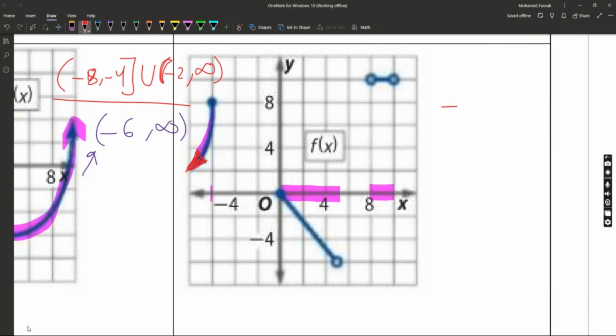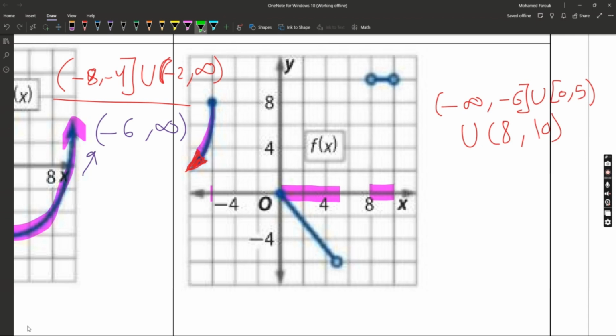So again, your domain starts from negative infinity and stops at negative 6. Then it starts again from 0, stops at 5, and starts again from 8 and stops at 10. I hope that right now you understand when I will write square brackets and when I will write rounded brackets.